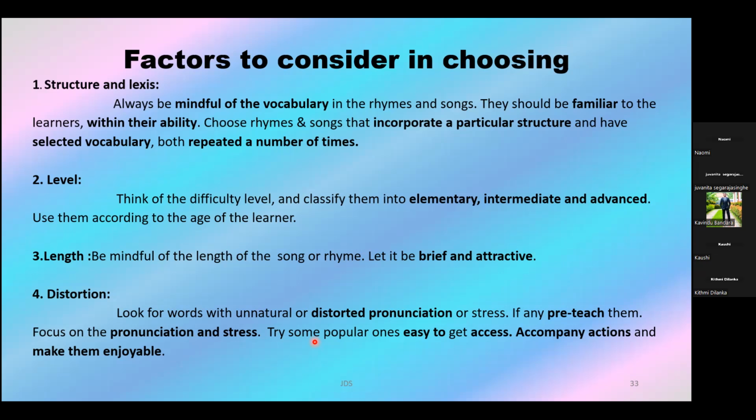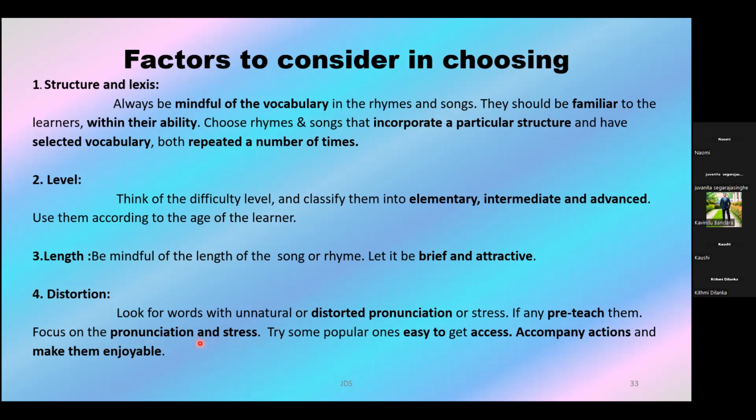The child, even if you correct it, will not be able to articulate it in the correct manner. Why? It has got internalized. You call it fossilization. The pronunciation will get fossilized in the child's system. So it's very difficult to undo it. So beforehand itself, if there are any unnatural words or words which are difficult to pronounce, make sure to drill them with the correct pronunciation and then make the learners use them in the song.